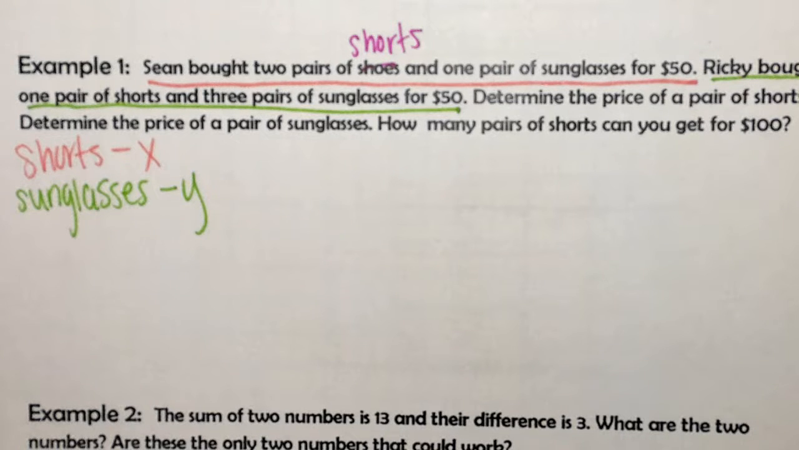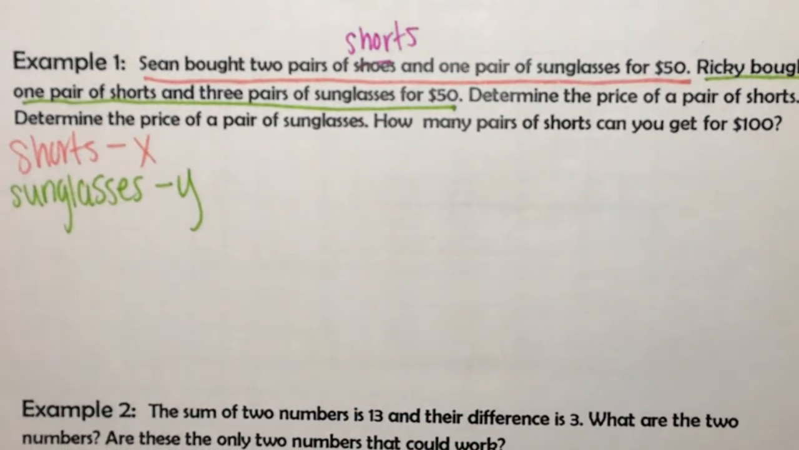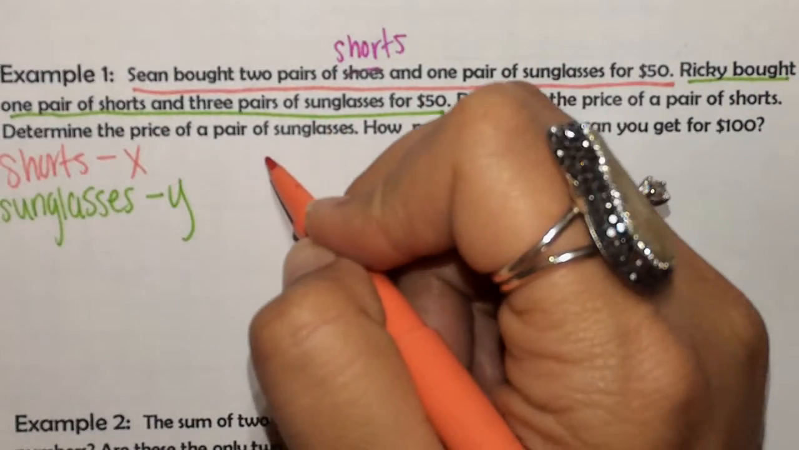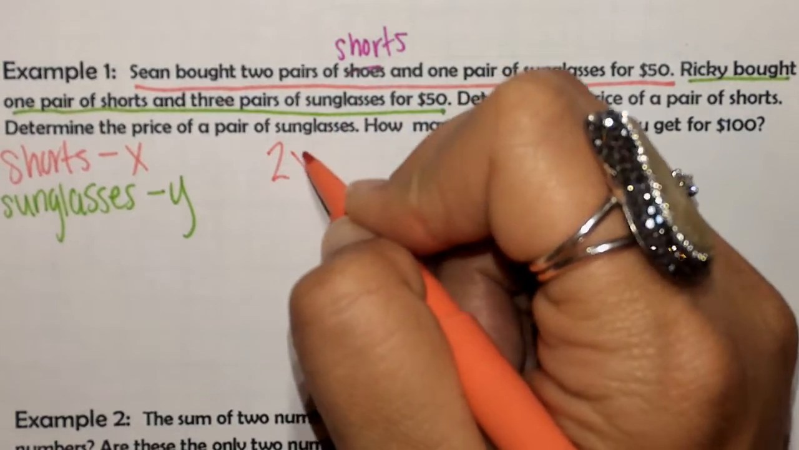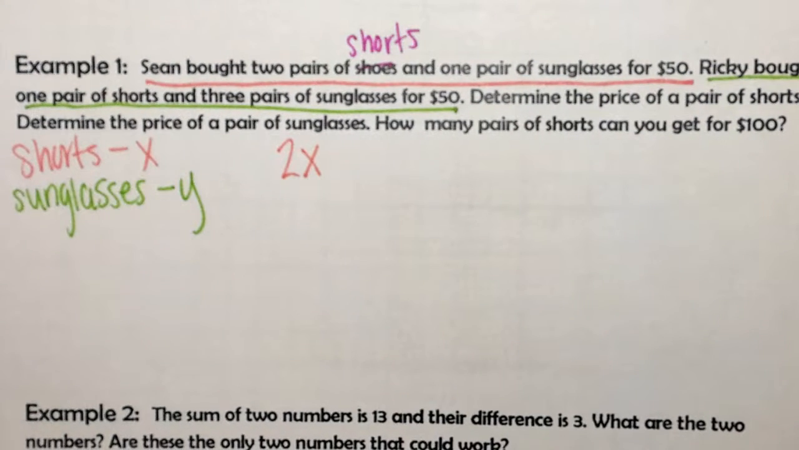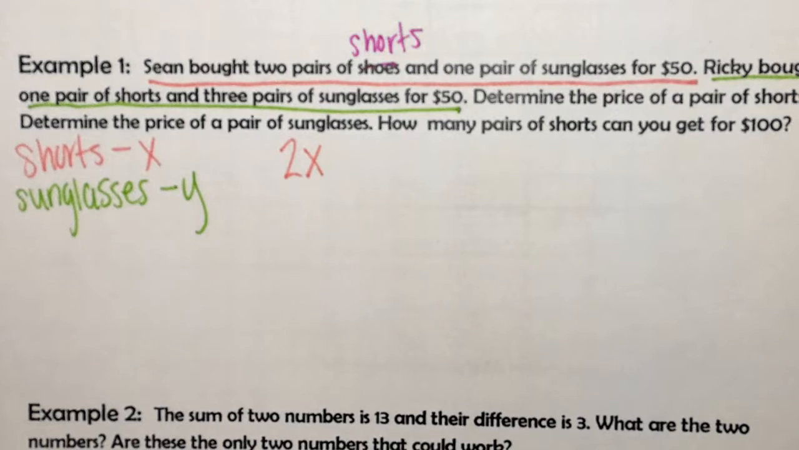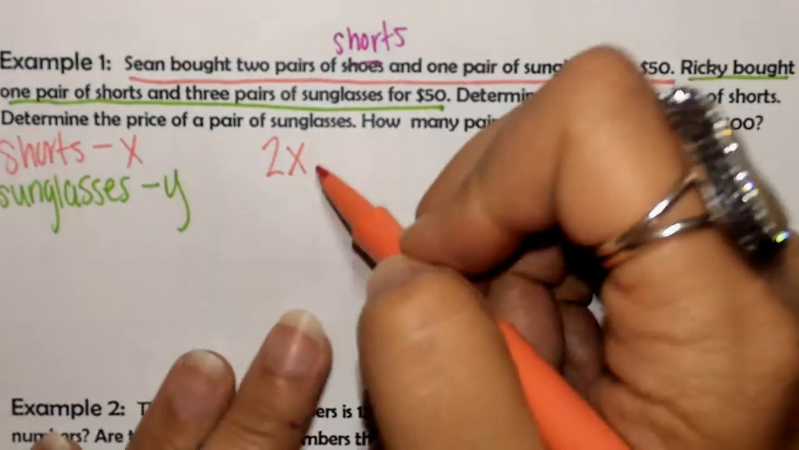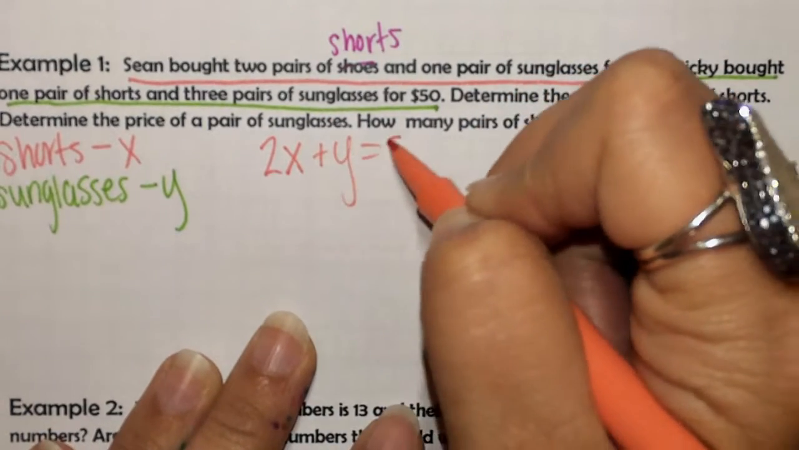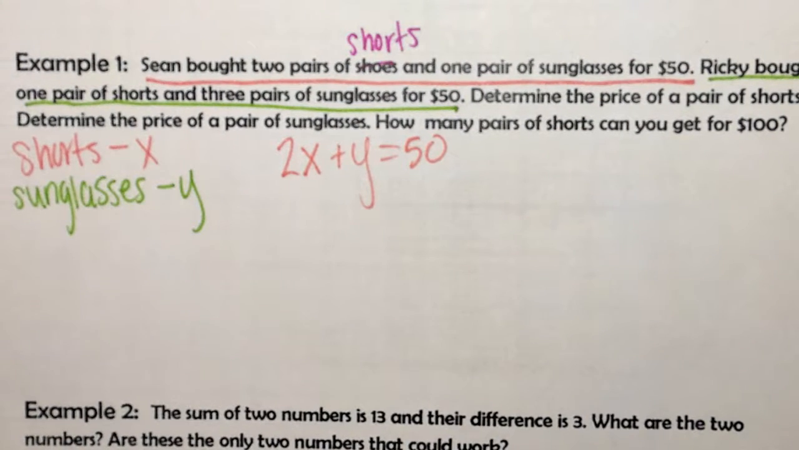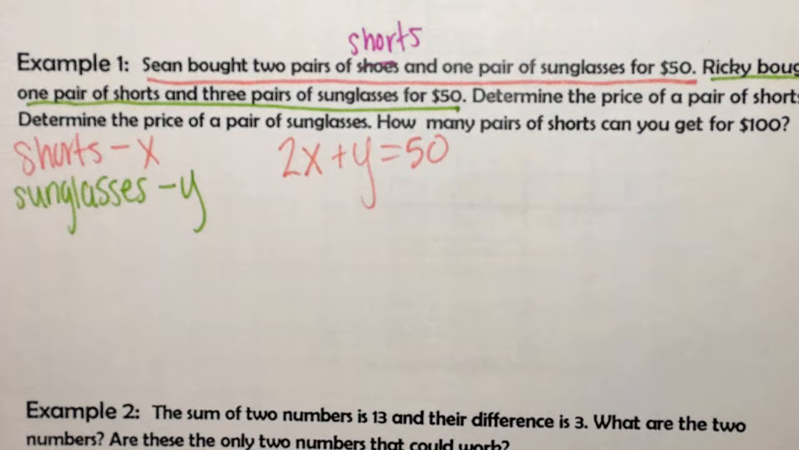Okay, let's start with Sean. Let's create an equation for Sean and what he bought. So, how many pairs of shorts did he buy? So, how many X's is that? So, I would write 2x. What else did he buy? Plus Y. Plus Y equals 50. Awesome. Does everybody see how we got that? Does anybody not see?